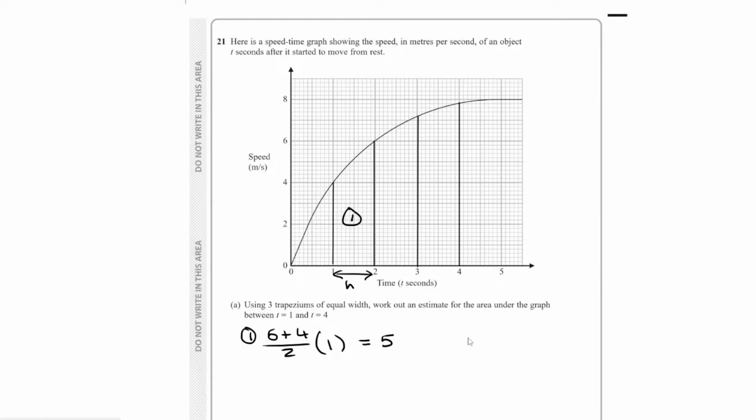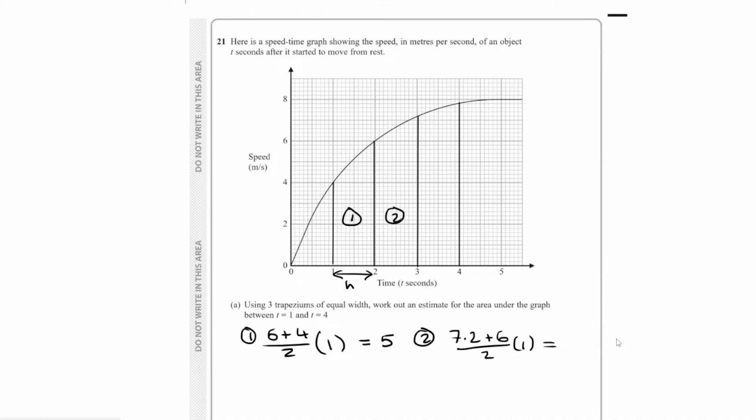That one's 5 for 2, and then you do the same. Obviously we know that that one's 6. This one I think I said was like 7.2. Just be really careful of the scale. 7.2 plus 6 over 2. Again, technically times by 1, but that makes no difference in this particular case.